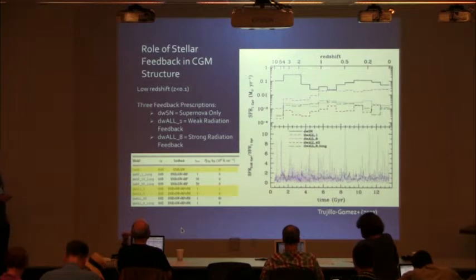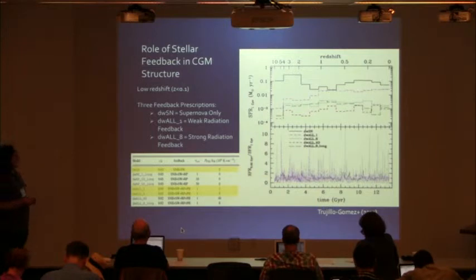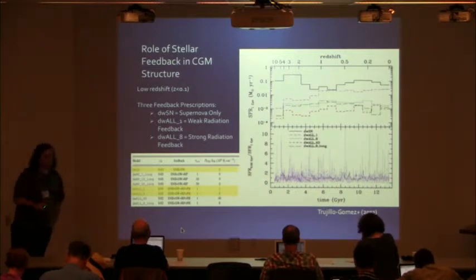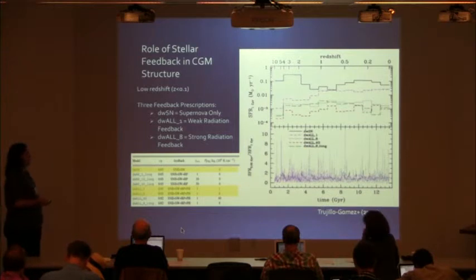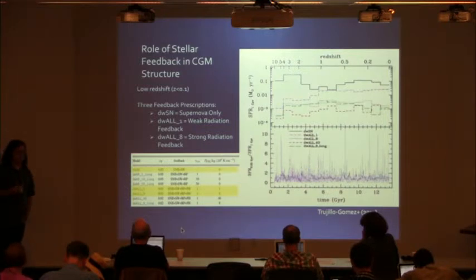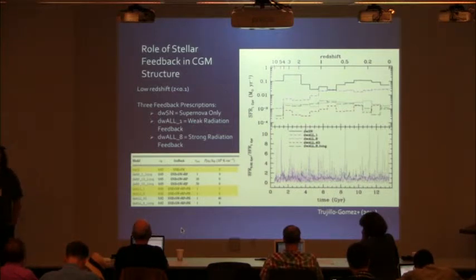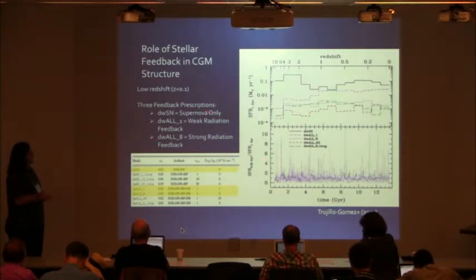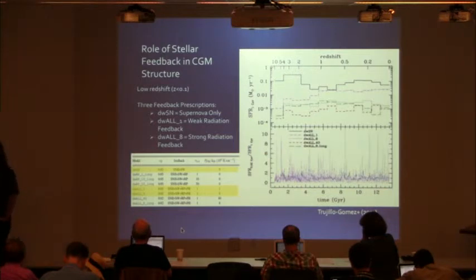And the effect of these different feedback descriptions is detailed in Trujillo-Gomez et al. 2013, and it has drastic effects on the properties of the galaxies themselves, such as the star formation rate. The supernova-only feedback is very quiet, with a very low star formation rate, while as you increase the radiation feedback, you get much burstier feedback, to the point where all 8, within our redshift range, undergoes 3 major bursts in star formation. So we're going to look at how this alters the CGMs.